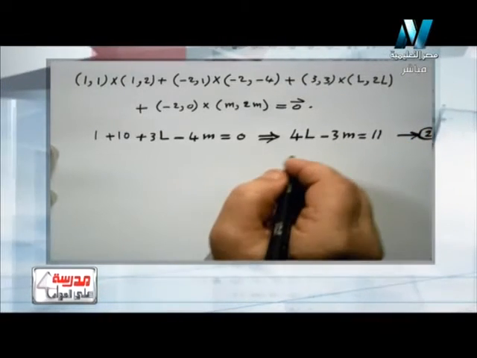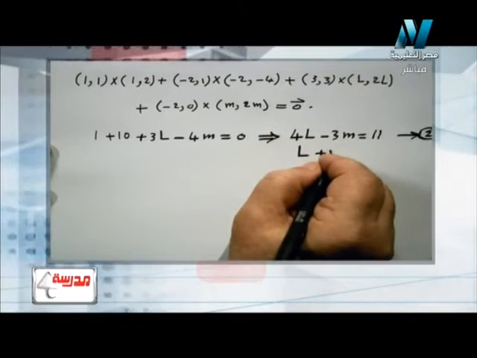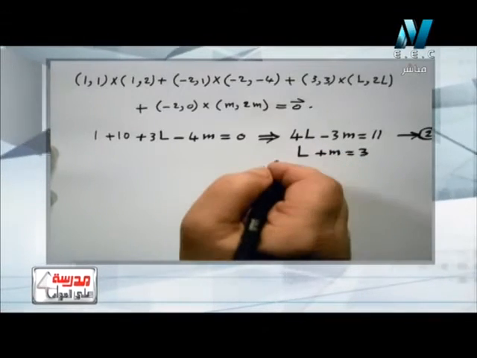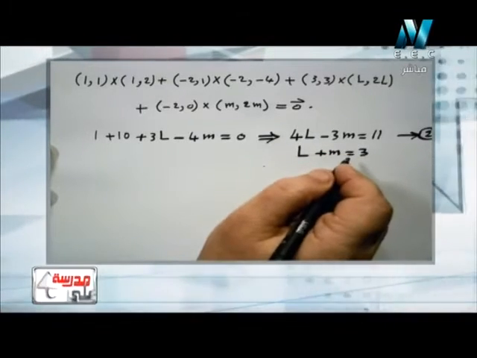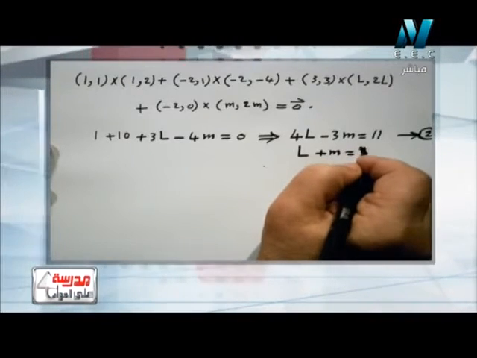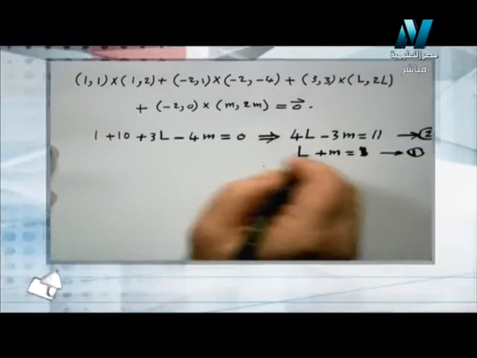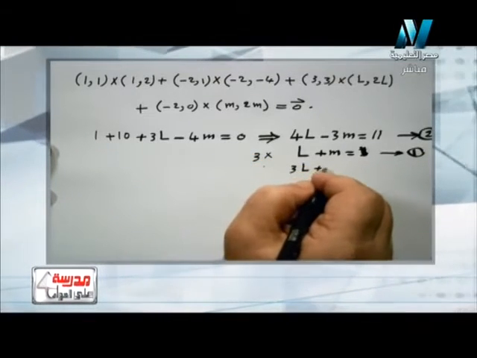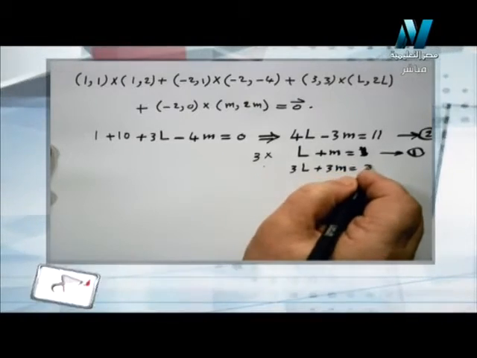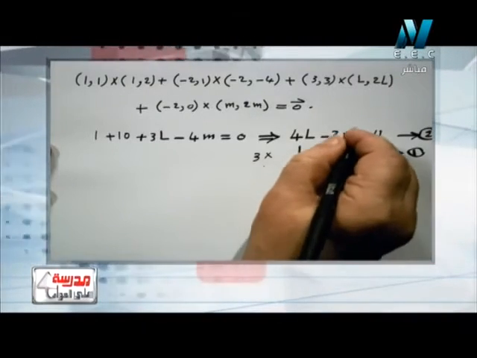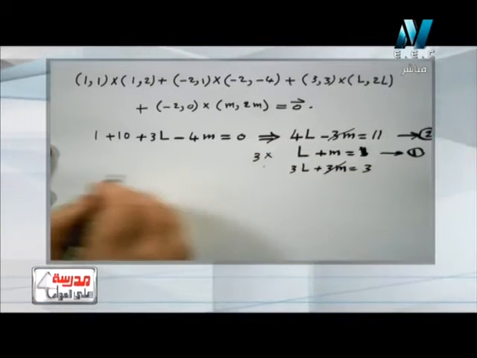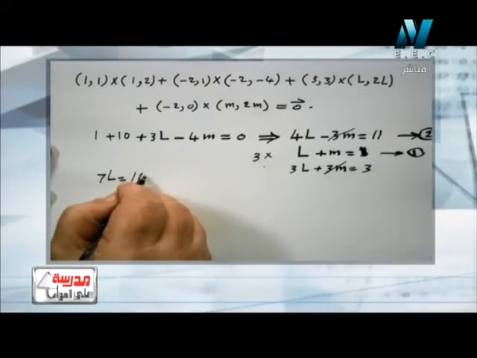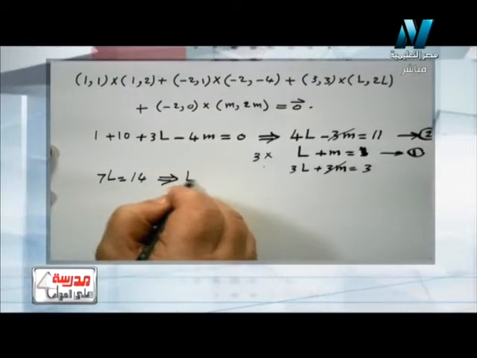And equation number 1: L plus M equal 3. Multiply equation 1 by 3, then 3L plus 3M equal 9. Adding, then 3M is cancelled, 4L plus 3L is 7L, equal 11 plus 3, which is 14. Therefore, now L equals 2.